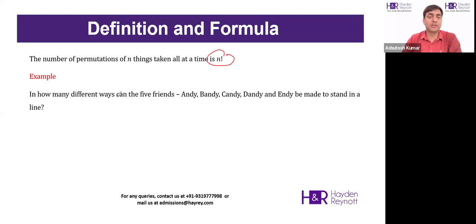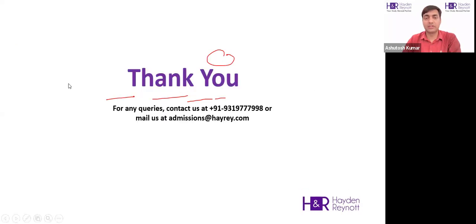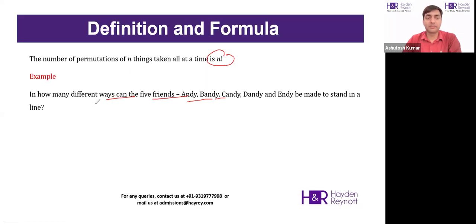So the question is, in how many different ways can the five friends, Andy, Bandy, Candy, Dandy, and Handy, be made to stand in a line? To find out in how many ways they can stand in a line, we can simply write, as there are five people, 5 factorial. Or you can solve it as 5 into 4 into 3 into 2 into 1.